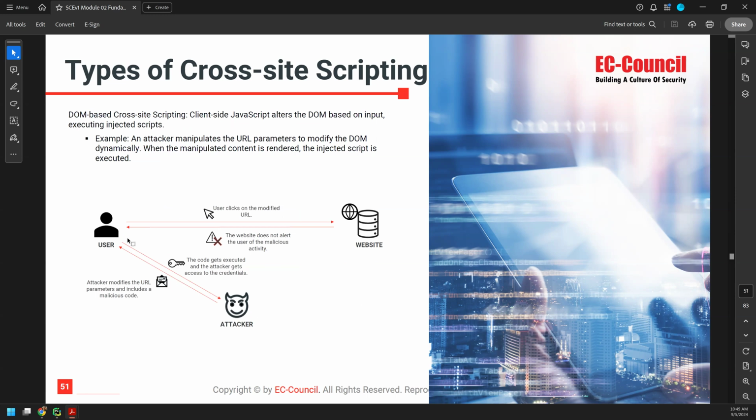Over time, those attackers and everybody else are going to be sending everything to the user. The website sends a bunch of information, doesn't really alert you of malicious activity because they're using your cookie or your session to go inside of there.